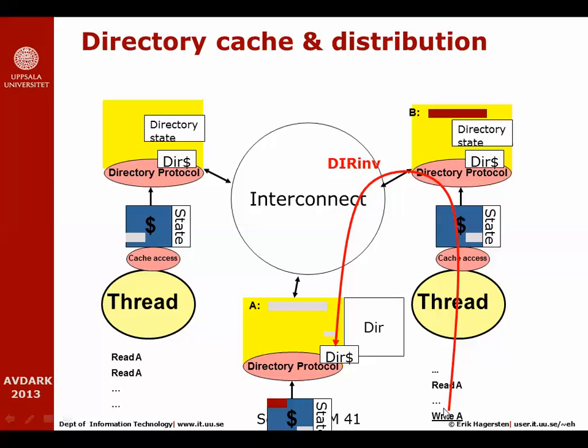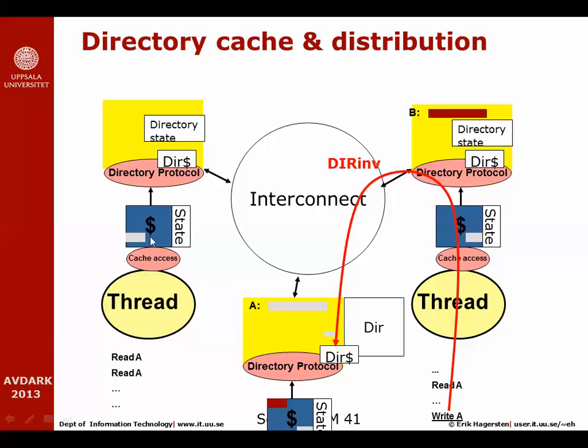So we need to send sort of an invalidation request. We send it to the directory, and now the directory protocol will get this directory invalidation request. It will do a lookup in the directory bits. Hopefully those bits reside in the directory cache, so that lookup won't take us so long.